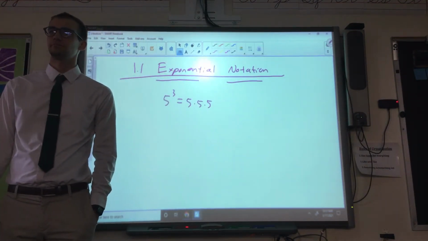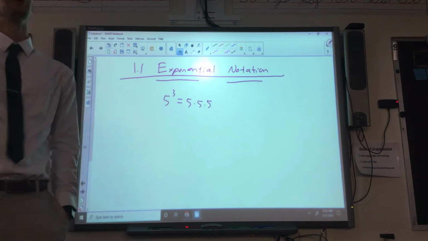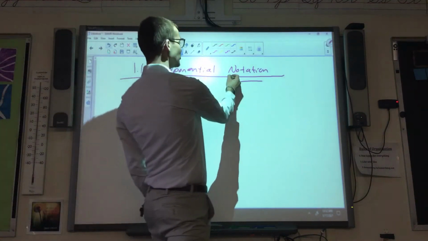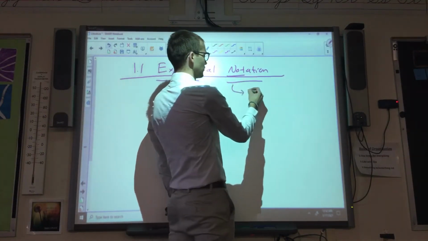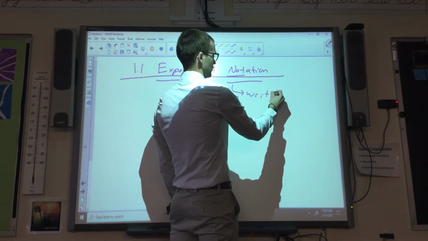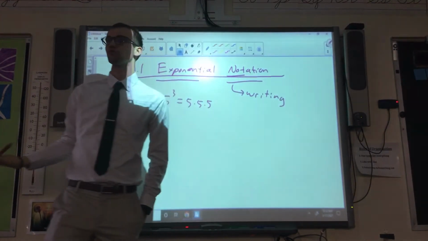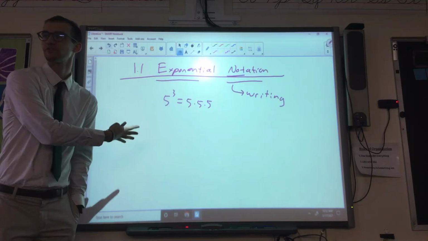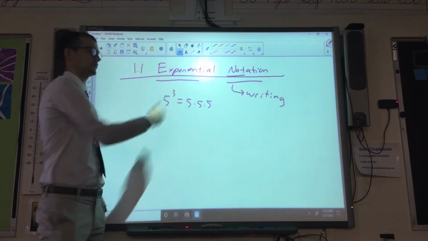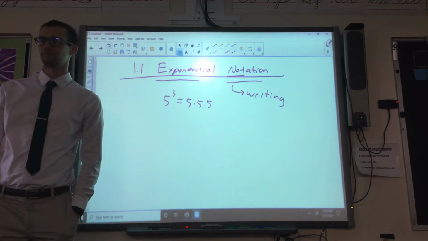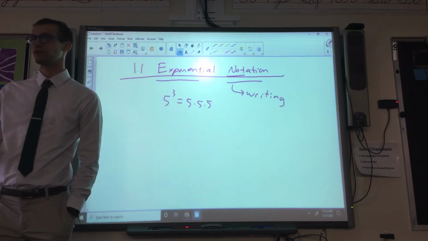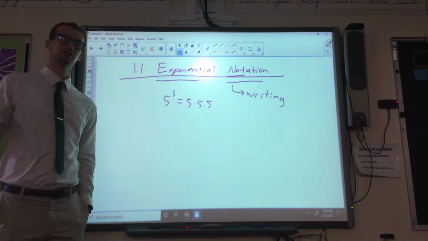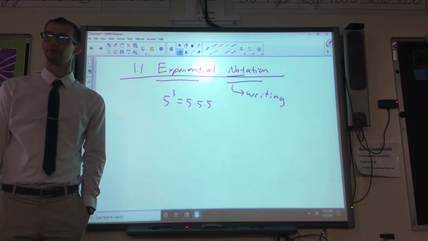Think: note. It's just writing, or the way that you write exponents. That's all this is, exponents and the way that you write them. It sounds a lot less scary than exponential notation, although exponential notation does sound pretty cool, I have to admit.